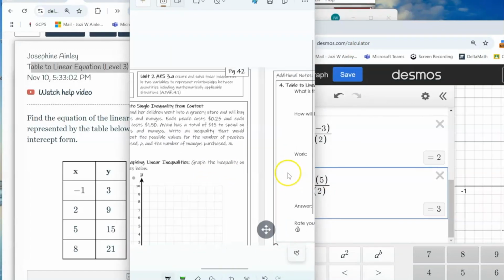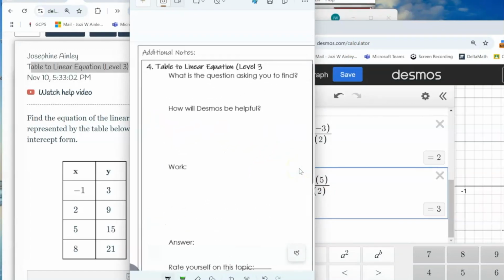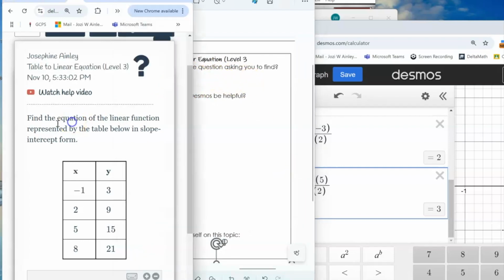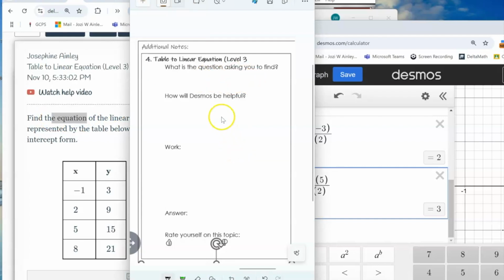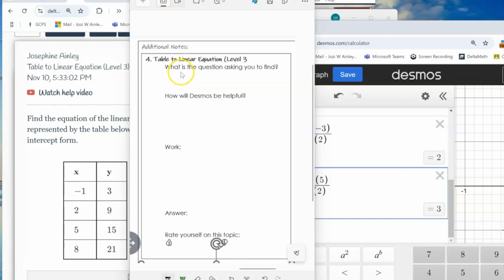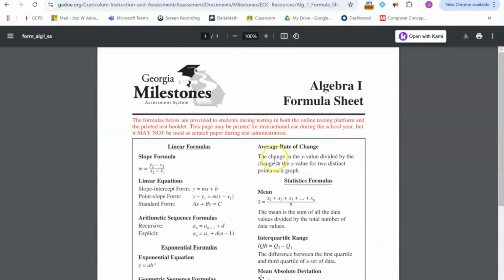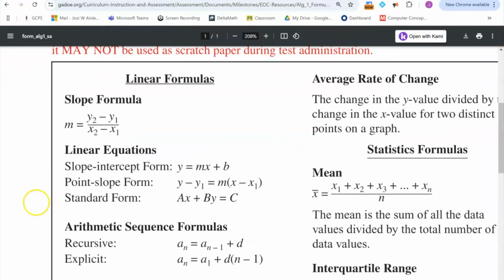All right, in addition to that, once you finish that, if you look on the other side, there'll be additional notes. So what is the question asking you to find? When it says find the equation of the linear function, what is it asking you? Pull out your reference sheet and see what an equation of a linear function is. So here's my reference sheet. I'm going to make it a little bit bigger, and I'm looking for linear equation, and boom. I see right here, linear equations.